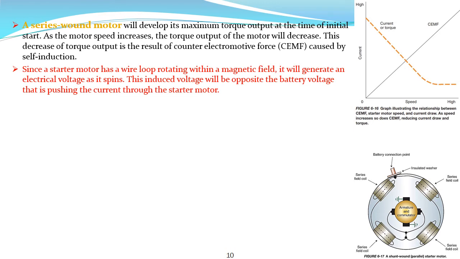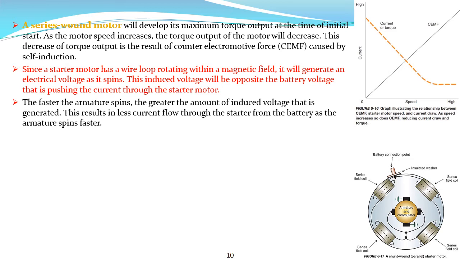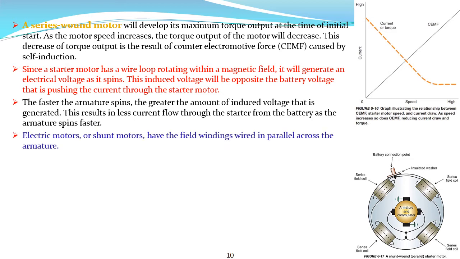Since a starter motor has a wire loop rotating within a magnetic field, it will generate an electrical voltage as it spins. This induced voltage will be opposite the battery voltage that is pushing the current through the starter motor. The faster the armature spins, the greater the amount of induced voltage that is generated. This results in less current flow through the starter from the battery as the armature spins faster.